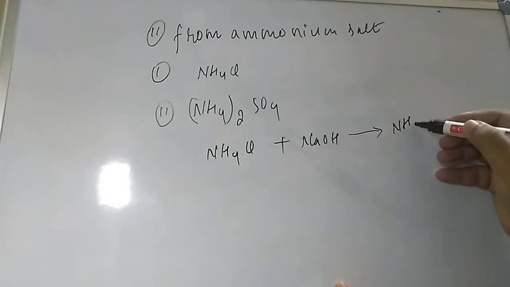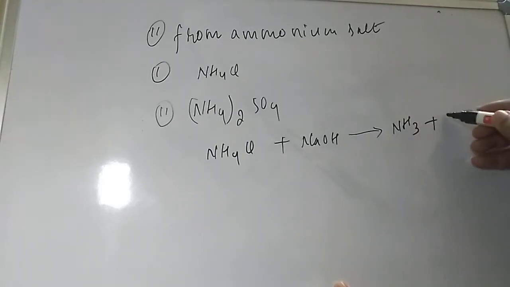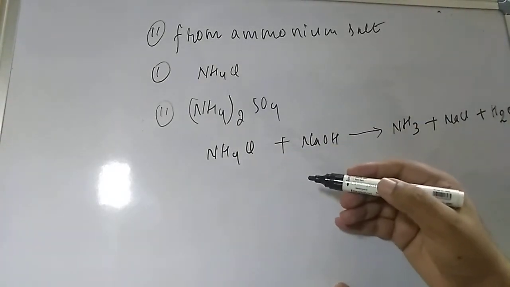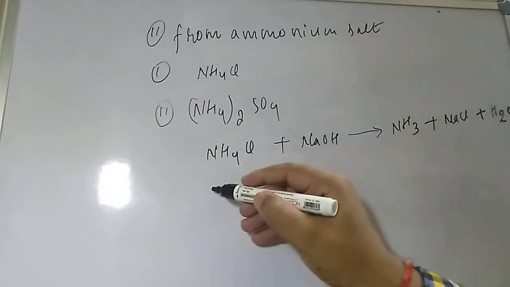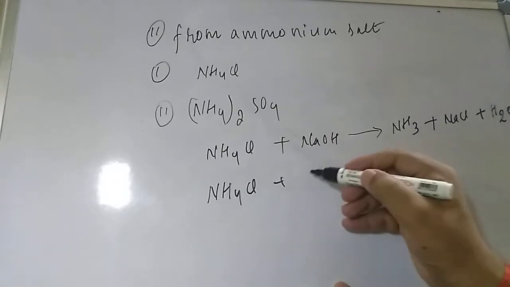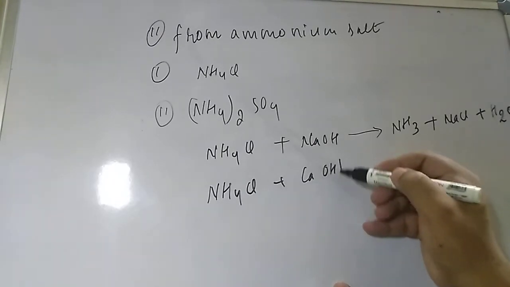If ammonium chloride is treated with sodium hydroxide, it will give NH3, plus NaCl, and along with this it will also give the water molecule. So this is from the salt. Suppose in place of the base you take slaked lime, calcium hydroxide. You are taking ammonium chloride salt and here you are taking calcium hydroxide base.